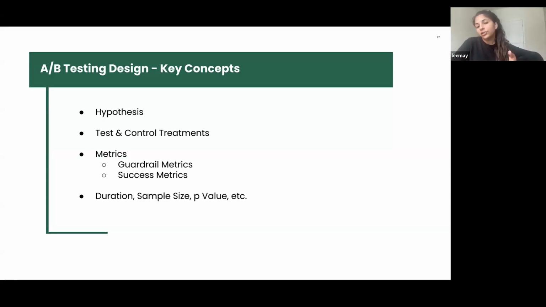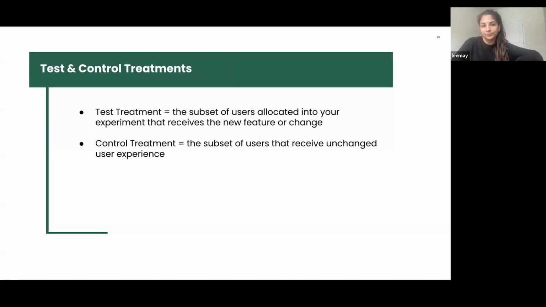And then you have duration, sample size, and all of these key statistical attributes that you typically rely on data science to help you with. A little bit on test and control treatments. Like I said, a test treatment is a subset of users allocated to an experiment that receives a new change or feature. So again, if you're evaluating a model or an AI algorithm, those are the users that are going to be exposed to that new model or to the changes made to the model. And the control treatment is the subset of users that receive the unchanged experiment.